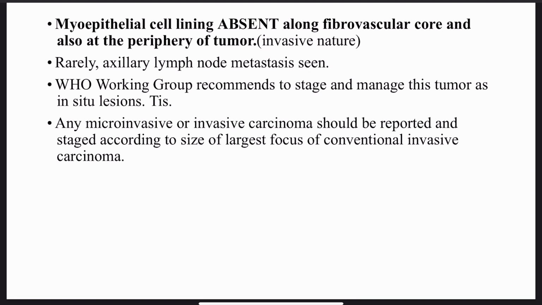Myoepithelial cell lining is absent along both the fibrovascular core and also the periphery. So there's complete absence of myoepithelium cells along the fibrovascular core and also at the periphery. Both ways, myoepithelial cell lining is absent. Whereas in papillary DCIS, myoepithelial cell lining is absent along the fibrovascular core, but you can find it at the periphery. But here in encapsulated papillary carcinoma, both places, along the fibrovascular core and also the periphery, the myoepithelium cell lining is absent.